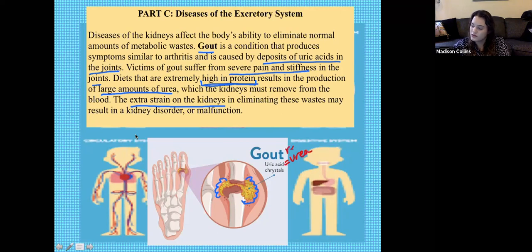Right, related to urea, which is a waste, right? A waste that our body wants to get rid of. But if your body has lots of urea to get rid of, it's not going to be able to get rid of all of it if you're continuously eating more red meat and eating more protein. So deposits are going to start building up, specifically in your joints.